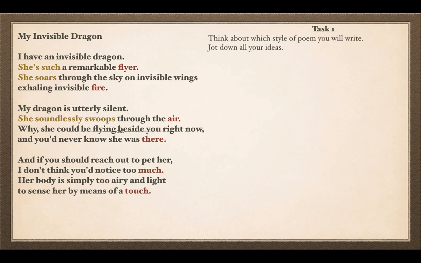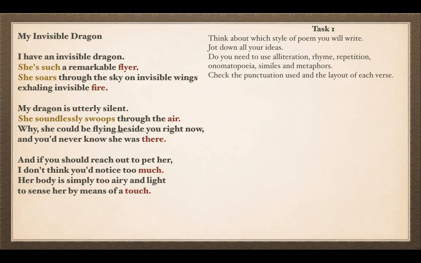And once you know which style you want to replicate or reproduce or write a version of, jot down all your ideas first. So there's a planning stage involved, and you need to think about, do you need to use alliteration, rhyme, repetition, onomatopoeia, similes and metaphors, or any other devices. And once again, check the punctuation used in the poem and the layout of each verse. Now, once you've done that, you're ready to do your draft copy. So don't forget, you do need a title for your poem.